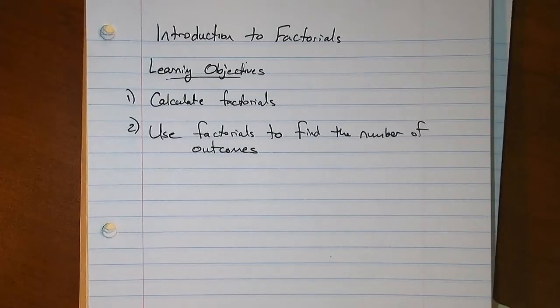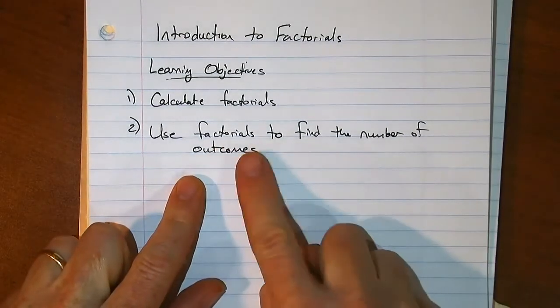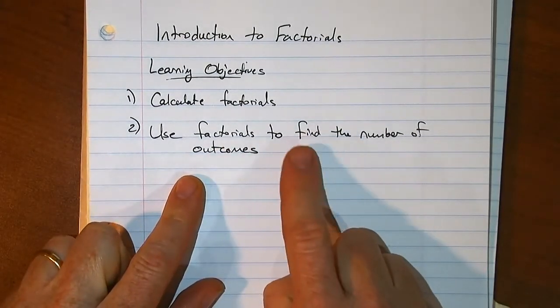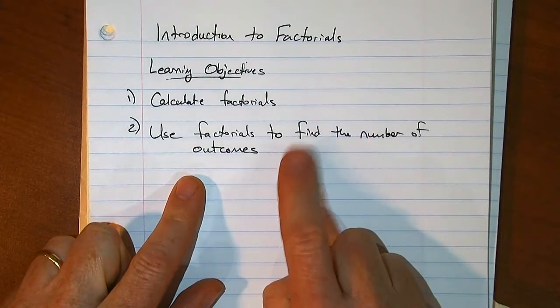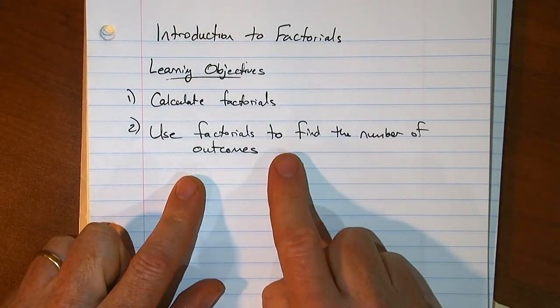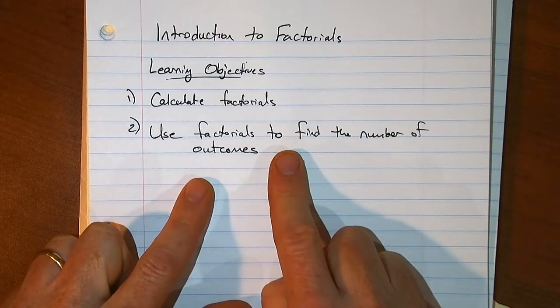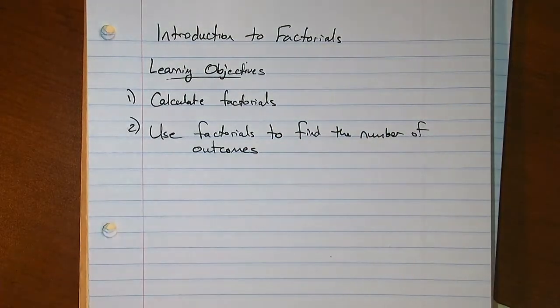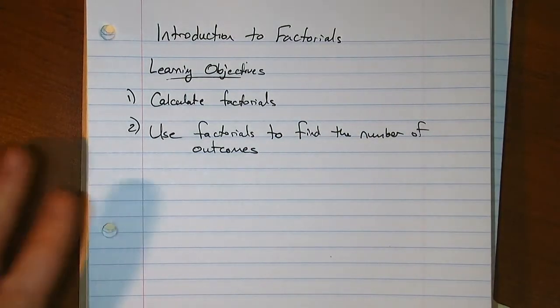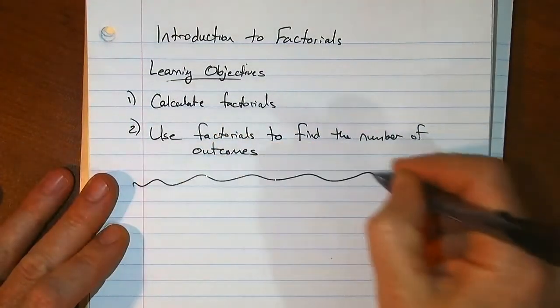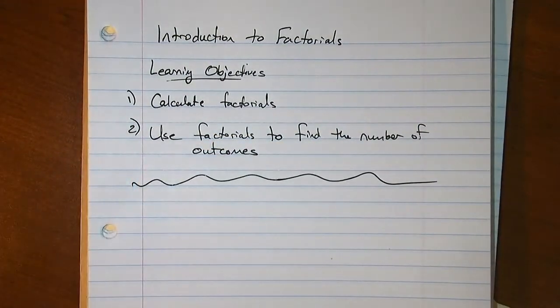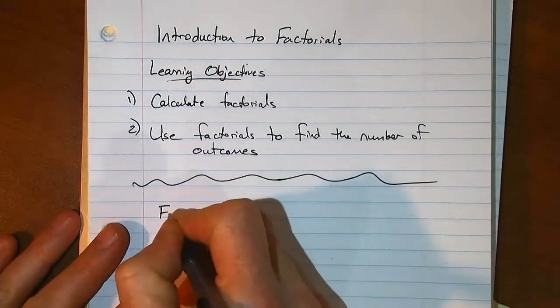So here are our learning objectives: be able to calculate a factorial and then use a factorial to find the number of outcomes. We will be doing this in conjunction with the fundamental counting principle. Had to remember the right name there. So we're not really learning a new technique, but we are learning a process that will help us save a little bit of time when it comes to arithmetic. All right, so with that said, let's start with what is a factorial.